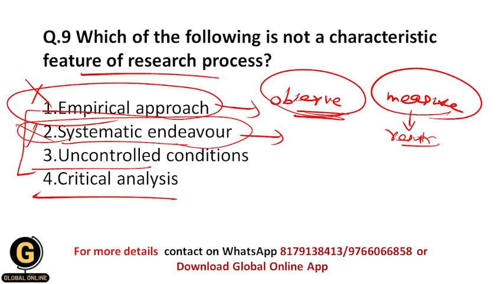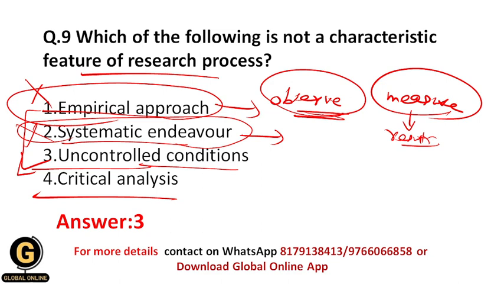Uncontrolled conditions, yes, so within the research process we have controlled conditions, because under these controlled conditions we can manually manipulate the independent variables, and we get the effects on the dependent variables, and for that we need controlled conditions for our variables under study. Okay, and that's why this is not a characteristic of the research process, because a research process has controlled conditions. So uncontrolled conditions is not a characteristic feature of the research process. So this is the correct answer to this question.